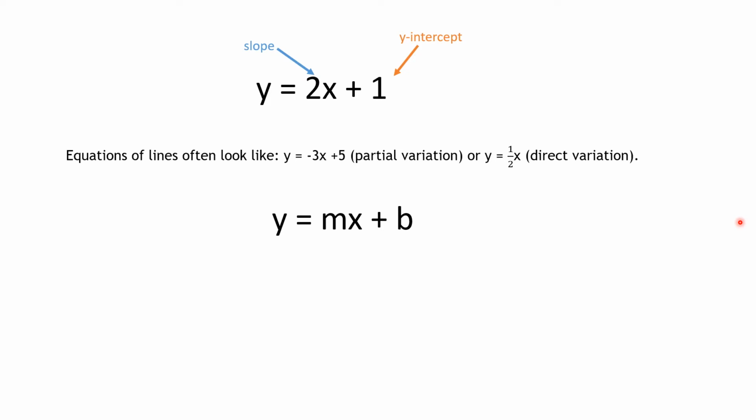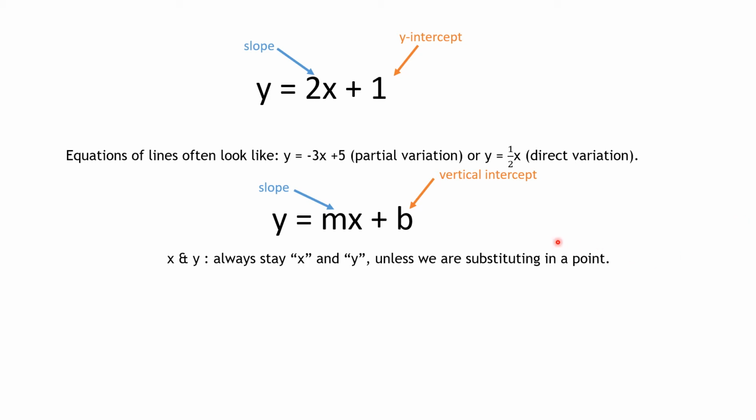This is the general formula for the equation of a line. M will be the number that tells you the slope, and B is the number that tells you the vertical intercept or the y-intercept. When you have an equation of a line, x and y always stay x and y. So look at this equation here, there's an x in it and there's a y. It's the M and B that we try to figure out and replace. Sometimes we're substituting in a point, we substitute something in for x and y, and that helps us to find m or b.